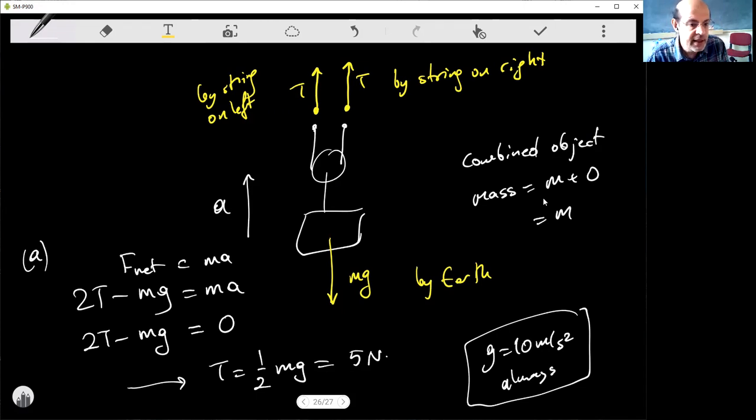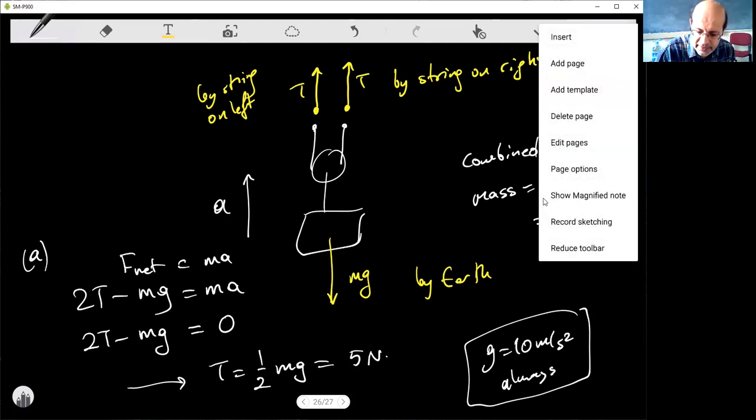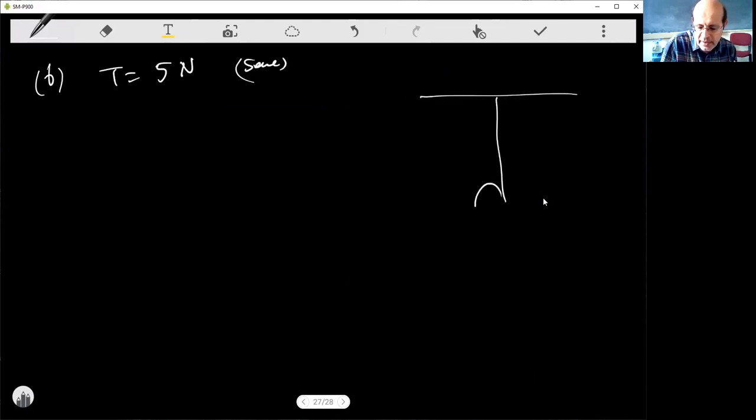So in any case, there's no difference between part A and part B. Let me add this. The tension is equal to 5 newtons again, the same. That means that in order to lift the object up or lower it down, your hand should apply the same force. So this is also equal to the force applied by the hand.